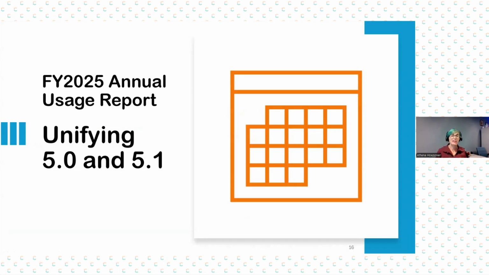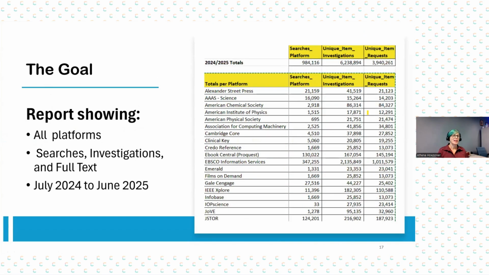back in August to create my annual report. And I'll talk about unifying the 5.0 and 5.1 data that I had ended up with. So my goal is to end up with a report that looks sort of like this. I have a summary of the searches platform, unique item investigations, and unique item requests. For each of the platforms, I have the summary data and I have my totals here at the top.